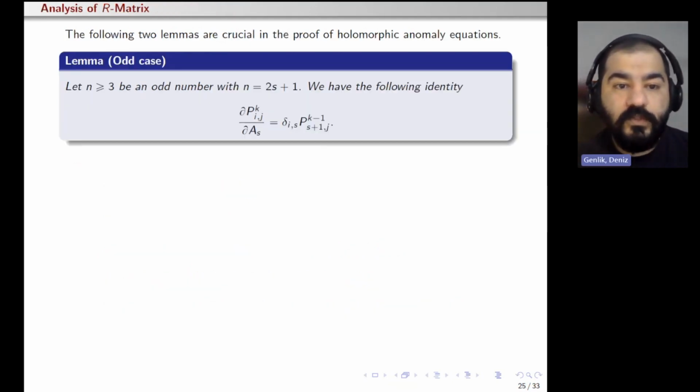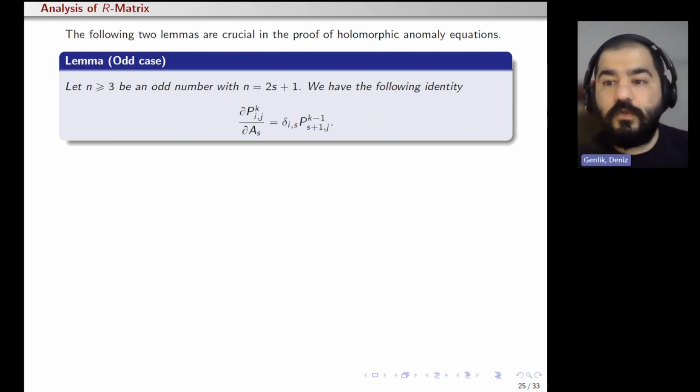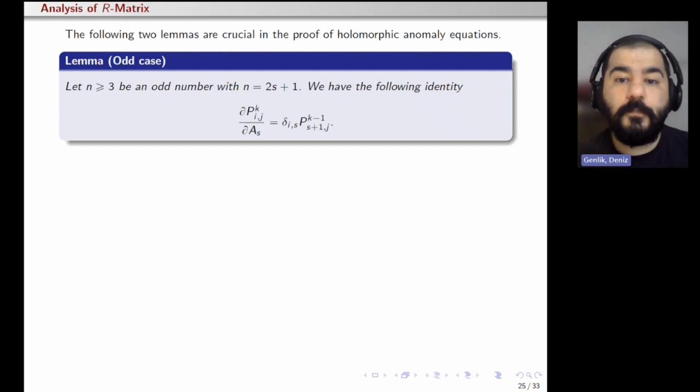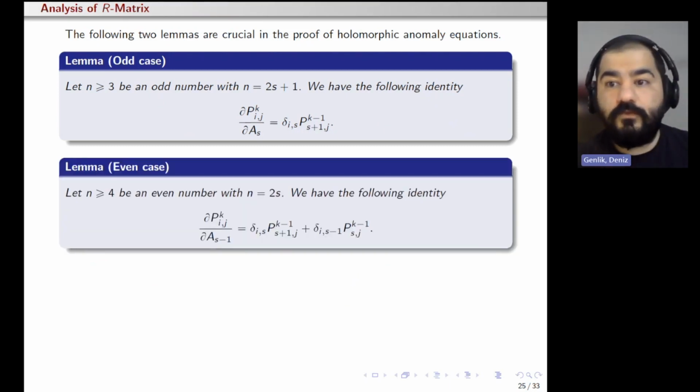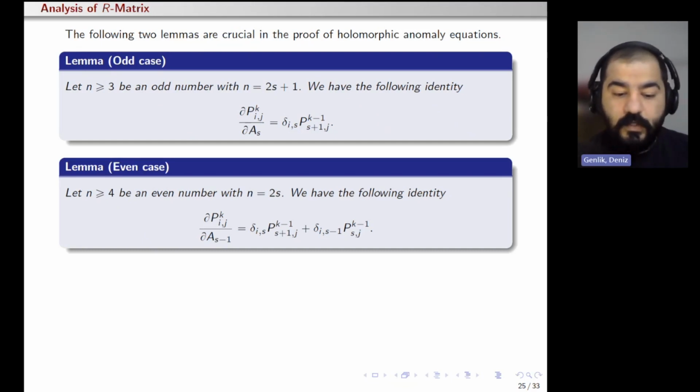And this is not a coincidence, this is a general phenomenon. For example, for odd case, if you take derivative with respect to the very last element that we have, there is only one non-zero derivative. And for the even, we have two non-zero derivatives. So these are going to be important in the proof of holomorphic anomaly equations. So what did we do? We obtained our quantum product, and we proved something structural about our modified R matrix or P matrix here. So now we know something about the P matrix, and the question, can we use this and prove something?